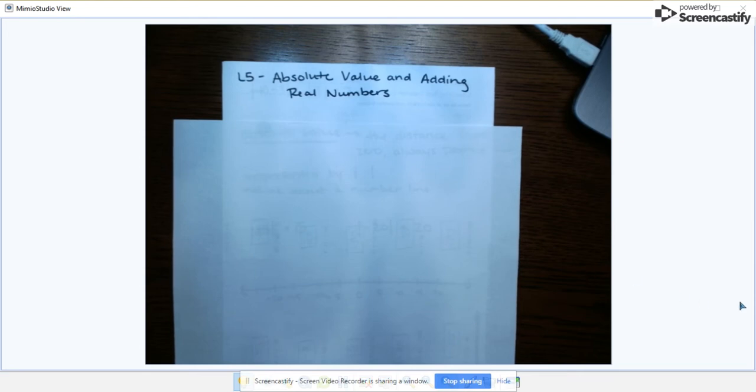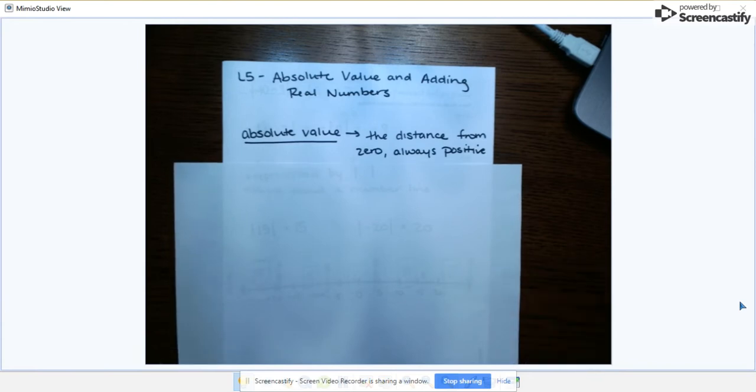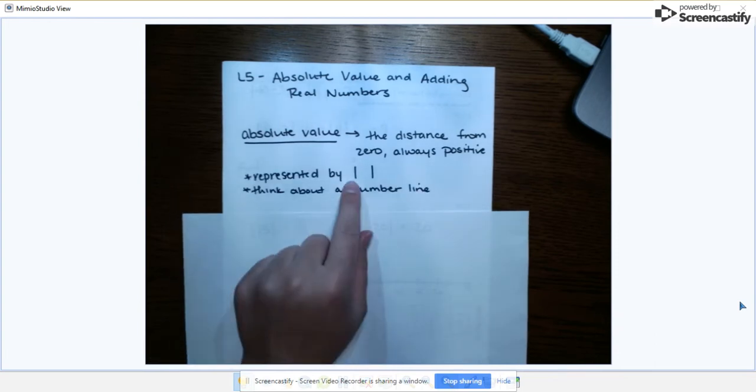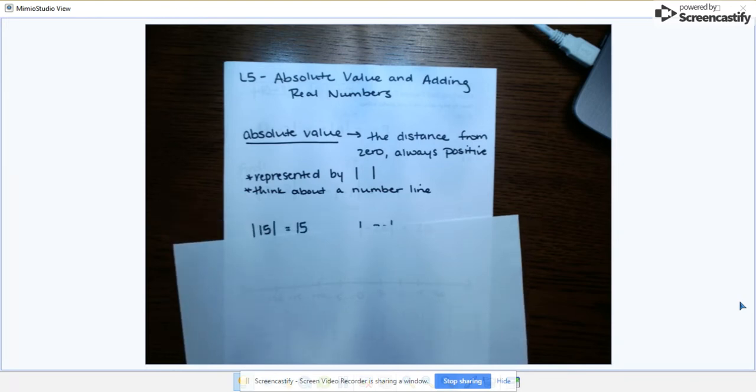All right, today we're going to talk about absolute value and then adding real numbers. So a quick reminder, absolute value is the distance a number is from zero. Since we're talking about distance, it will always be positive. We use these brackets, just straight line brackets, to represent absolute value. And then it's helpful to think about a number line when you are referencing absolute value.